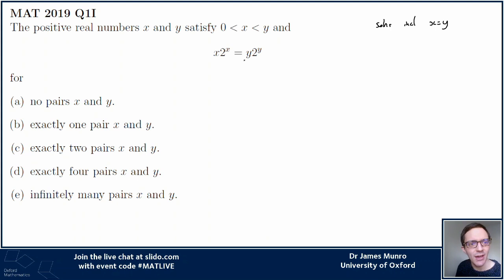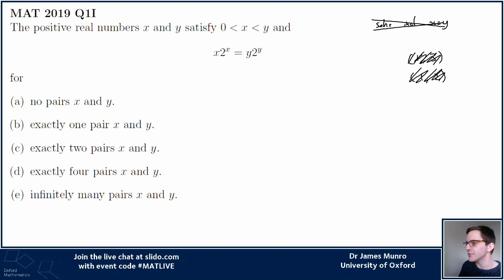Those are both 24. Unfortunately, the question says x is supposed to be less than y. So we can't use any of these solutions. The question wants us to say, are there any solutions with y actually bigger than x, where x 2 to the x takes the same value as y 2 to the y? We're asked for the number of solutions in terms of the pairs of x and y. So this is counting whether there might be a pair, so might be counting pairs of x and y as separate objects. So that if these were both solutions, you'd count that as two pairs x, y.